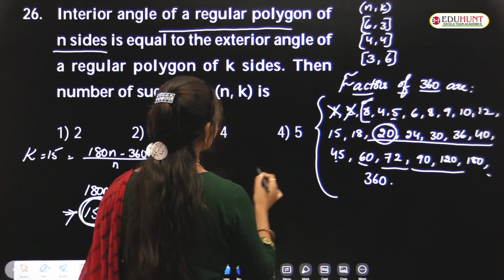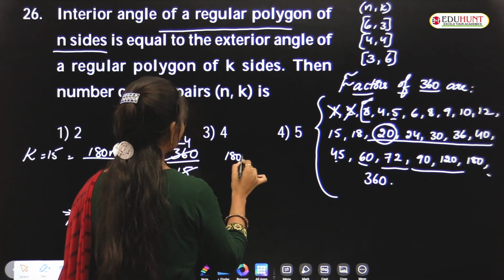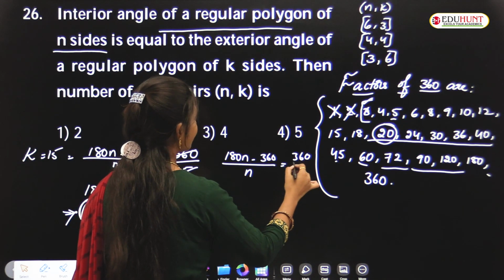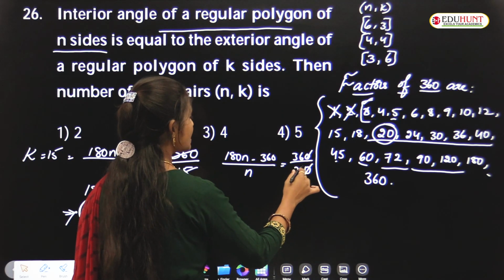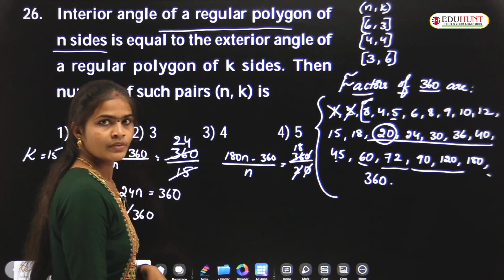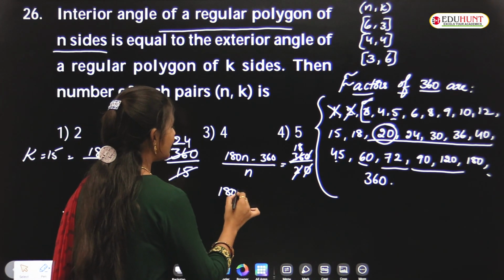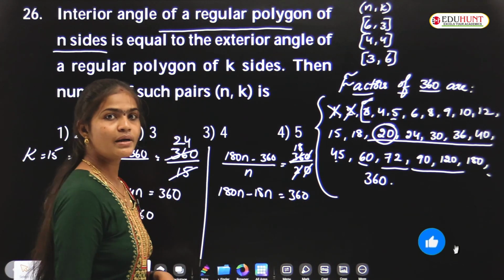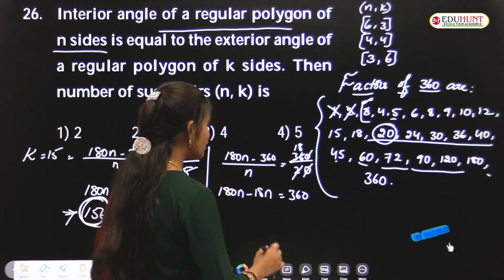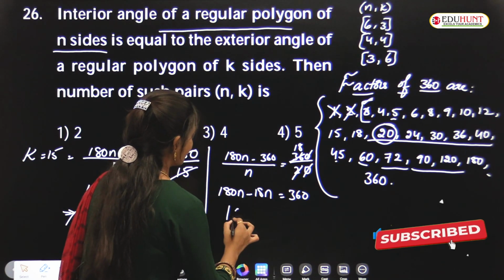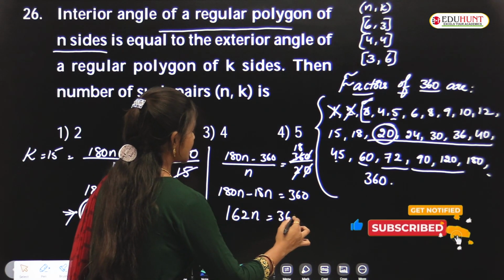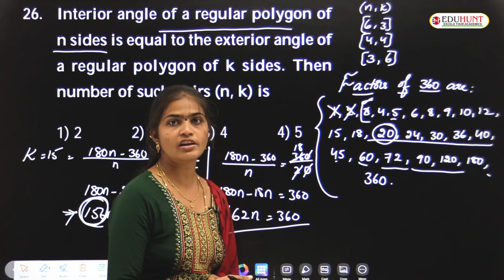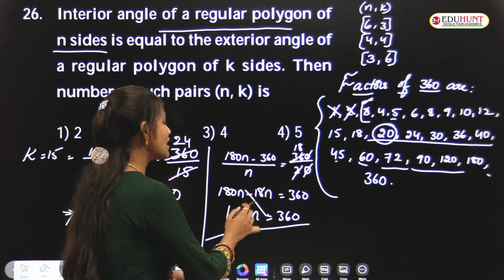Just take k is equal to 20. So (180n minus 360) whole by n is equal to 360 by 20. So 0 and 0 get cancelled. So 2 18s. Okay, 2 18s, which means 180n minus 18n is equal to 360 only, no? So 180 minus 18, which is equal to 162. 162n is equal to 360. Is 162 a factor of 360? That is not a factor of 360, no? That's why this is also not possible.